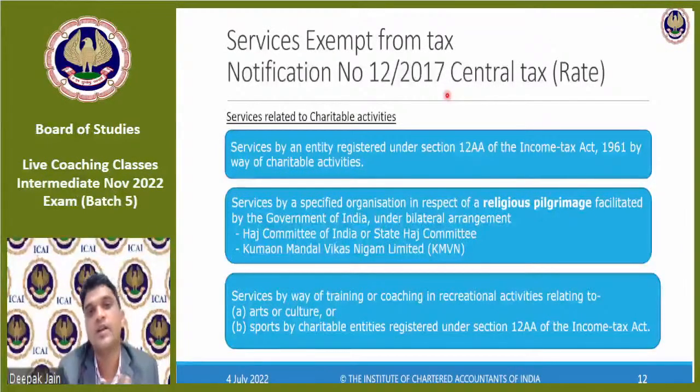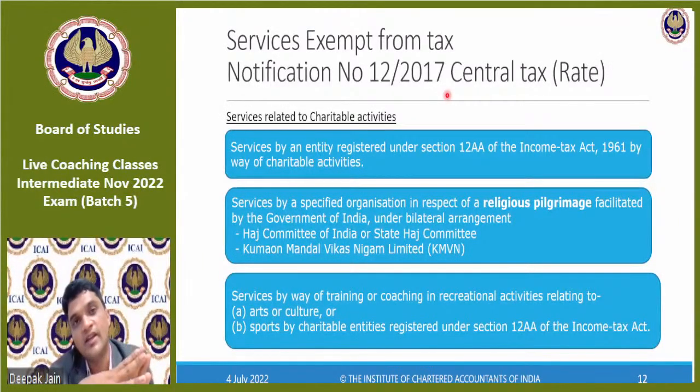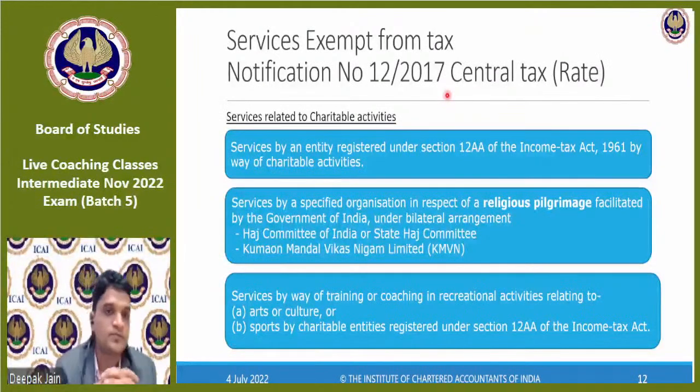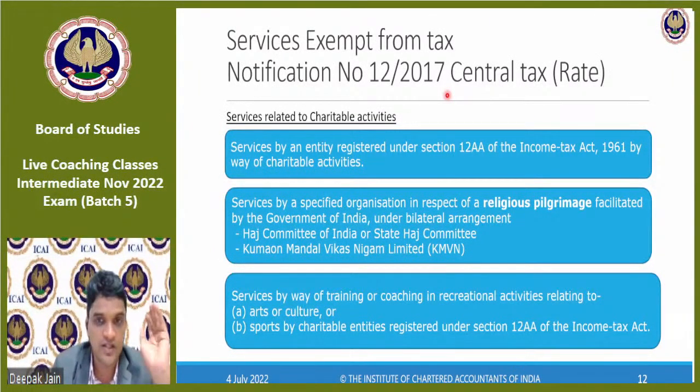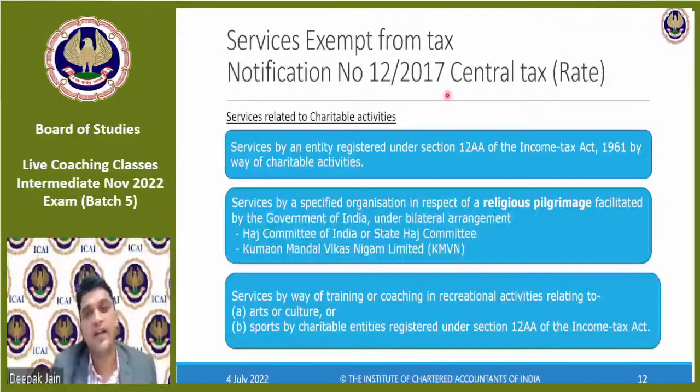Now 12AA has become 12AB. So I'm still using 12AA; for your exams it will be 12AB. In the last, I'll give you a slide of the amendments with respect to exemption. There, I'll again tell you that 12AA was the earlier clause, but now the registration is given under 12AB. So services by an entity which is registered under 12AA of the Income Tax Act by way of charitable activities. So what is exempted? Exemption is for the charitable activities provided by an entity which is registered under 12AA of the Income Tax Act.